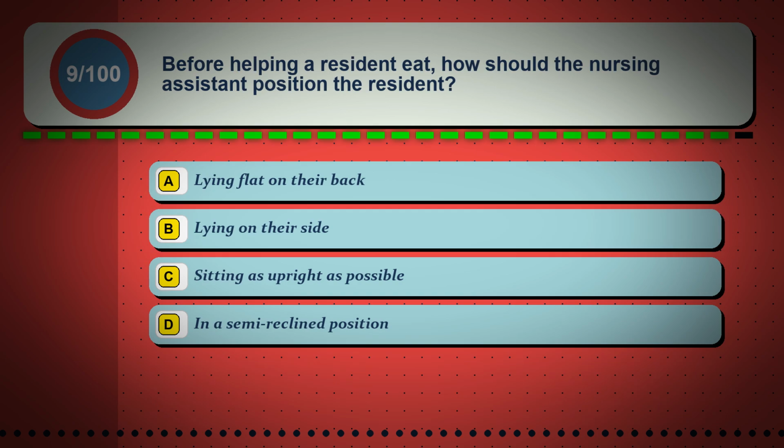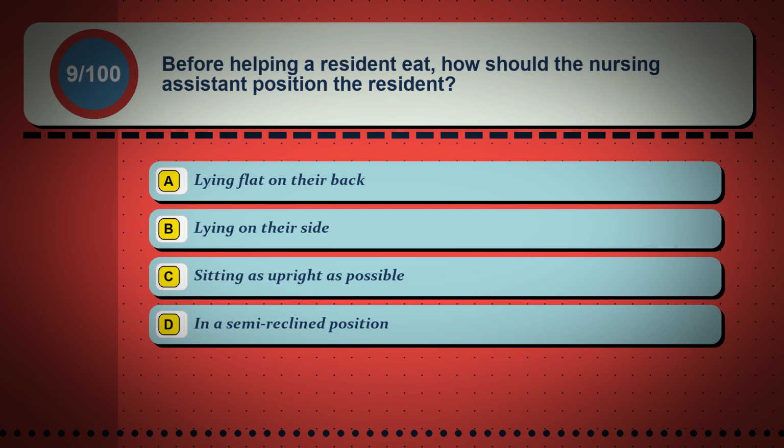Question 9. Before helping a resident eat, how should the nursing assistant position the resident? Option A. Lying flat on their back. Option B. Lying on their side. Option C. Sitting as upright as possible. Option D. In a semi-reclined position.